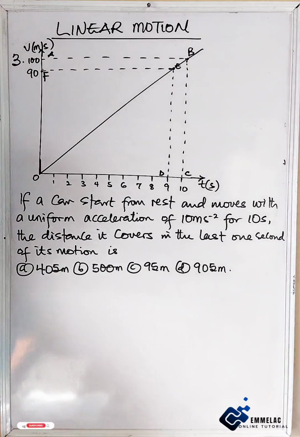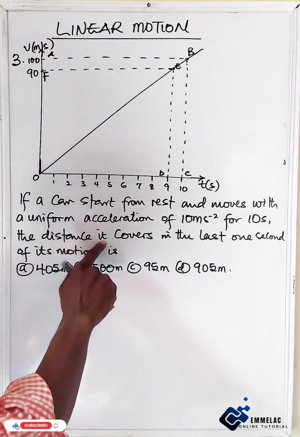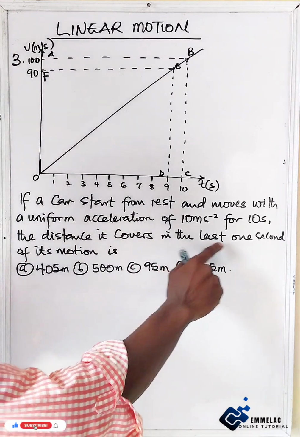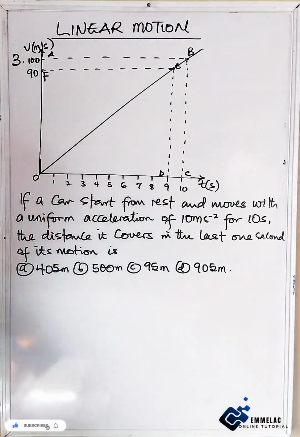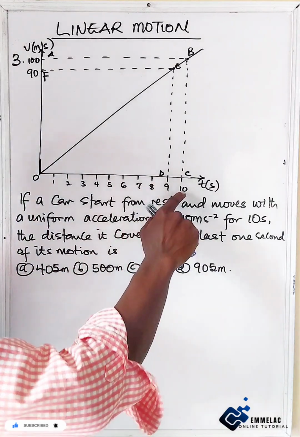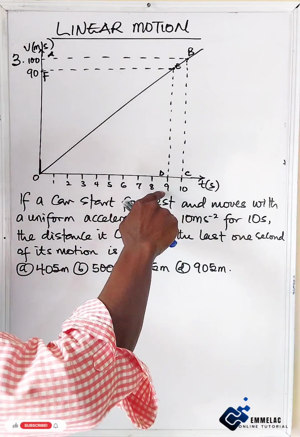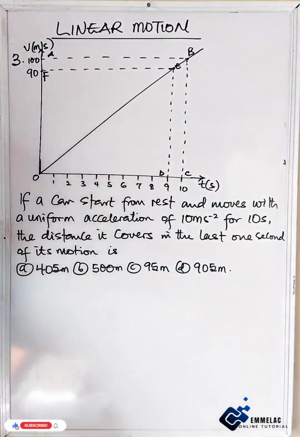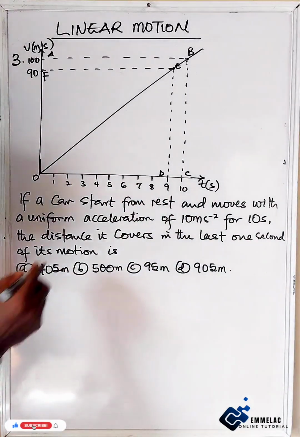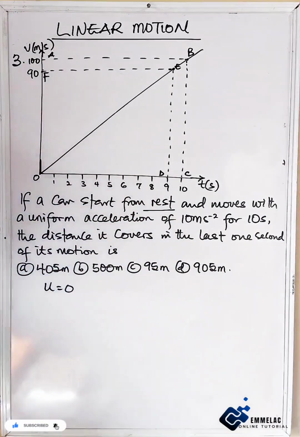Now, the question is the distance it covered in the last 1 second. So the last 1 second is between 10 and 9, so the 10th second minus the 9th second. Take note, since it starts from rest, our u is 0.